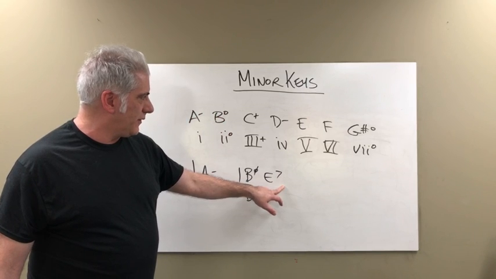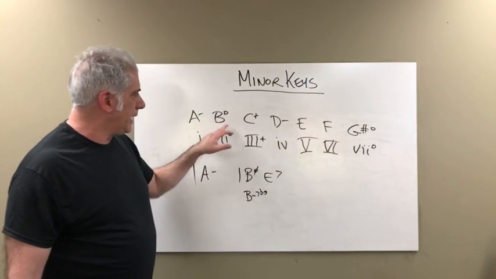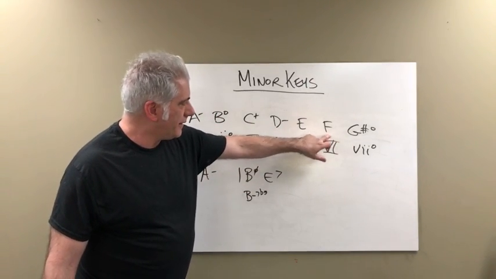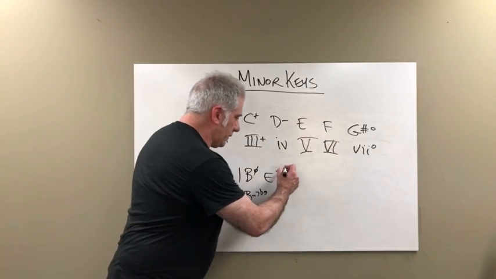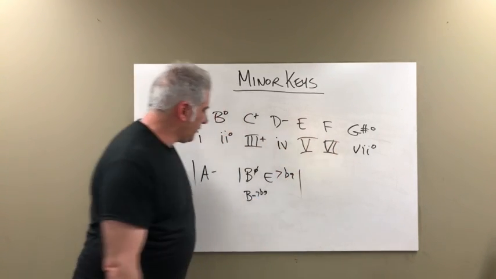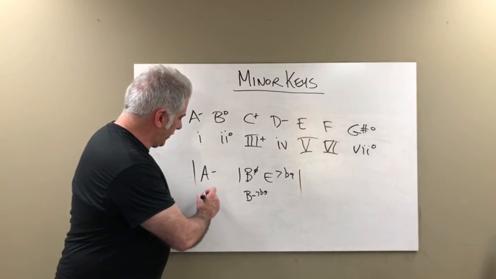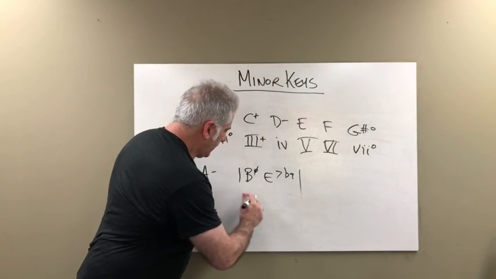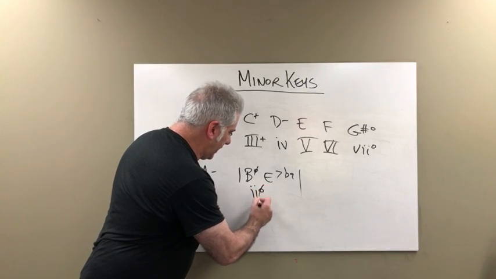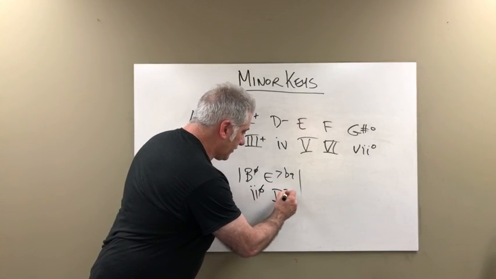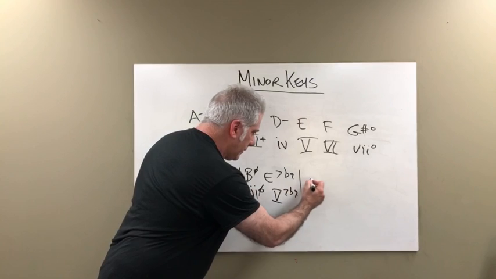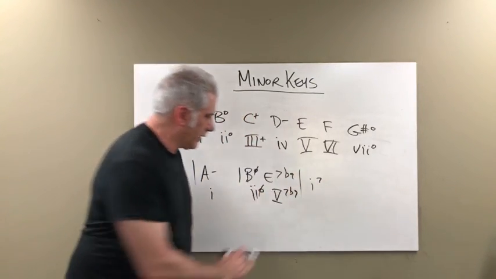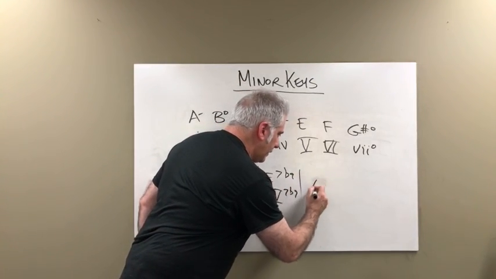One of the reasons is E, G sharp, B, D, F. That's your flat 9 there. So that's how you start to get that minor sound. So you got your 1, right? Then you have your 2 half diminished to your 5, 7 flat 9 back to your 1. It could be 1. It could be A minor here again.